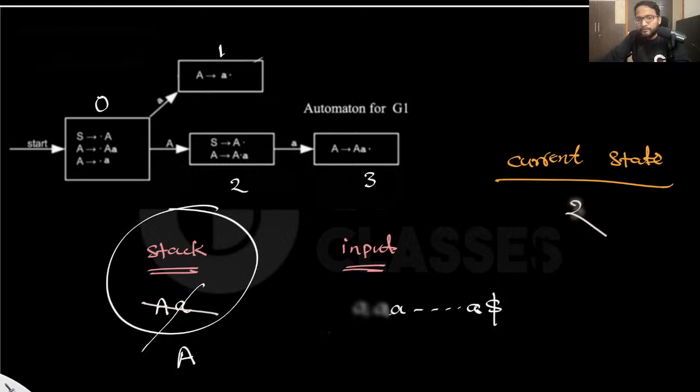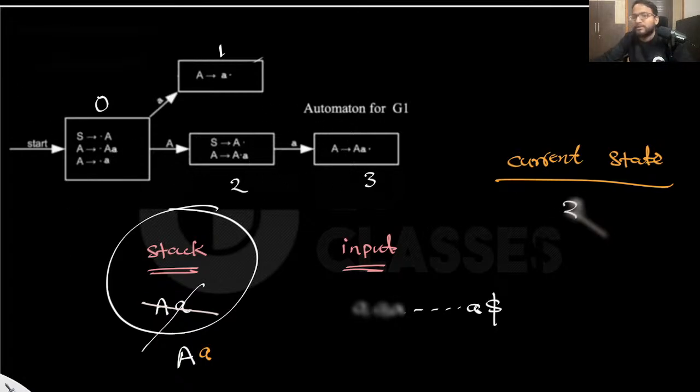So now you're in state 2. Now you see A, again you shift this A, right? Then you will have something like this: capital A small a. Now tell me, which state are you in? If you have capital A small a, which state are you in? Capital A small a means you are in state number 3.